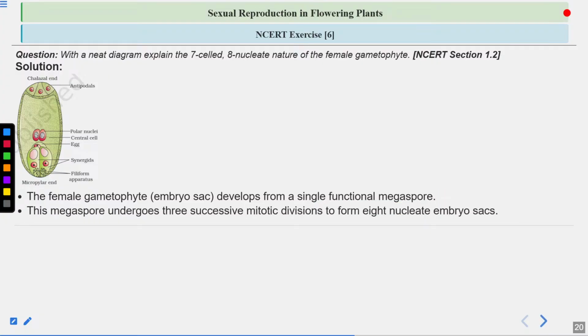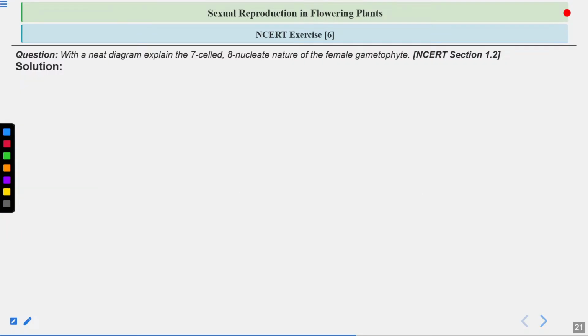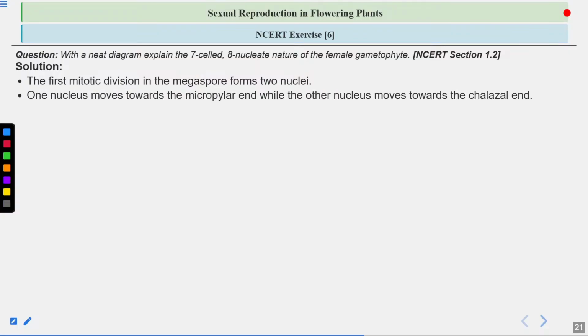This megaspore undergoes 3 successive mitotic divisions. Mitotic division is a simple division, to form the 8-nucleate embryo sac. The first mitotic division in the megaspore forms 2 nuclei. One nucleus moves toward the micropylar end, while the other nucleus moves toward the chalazal end.